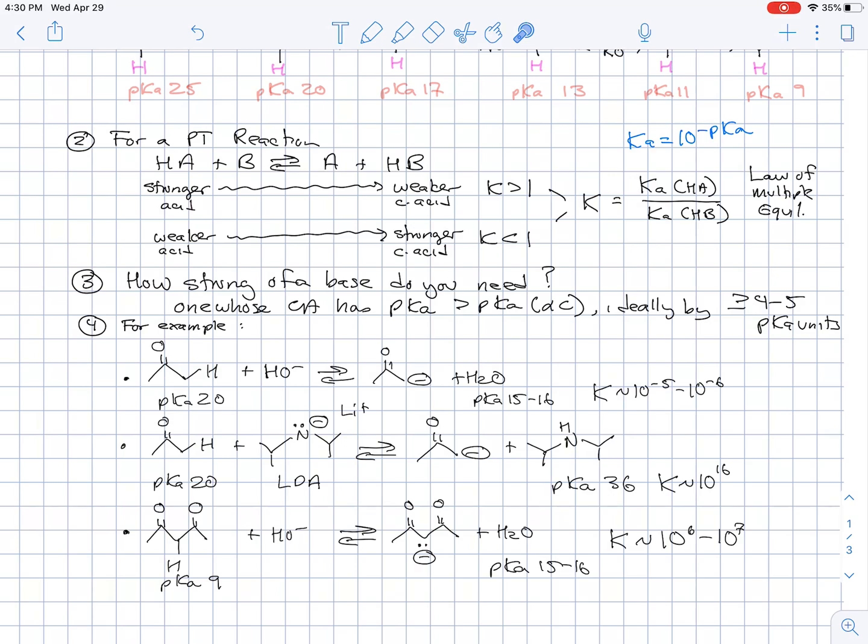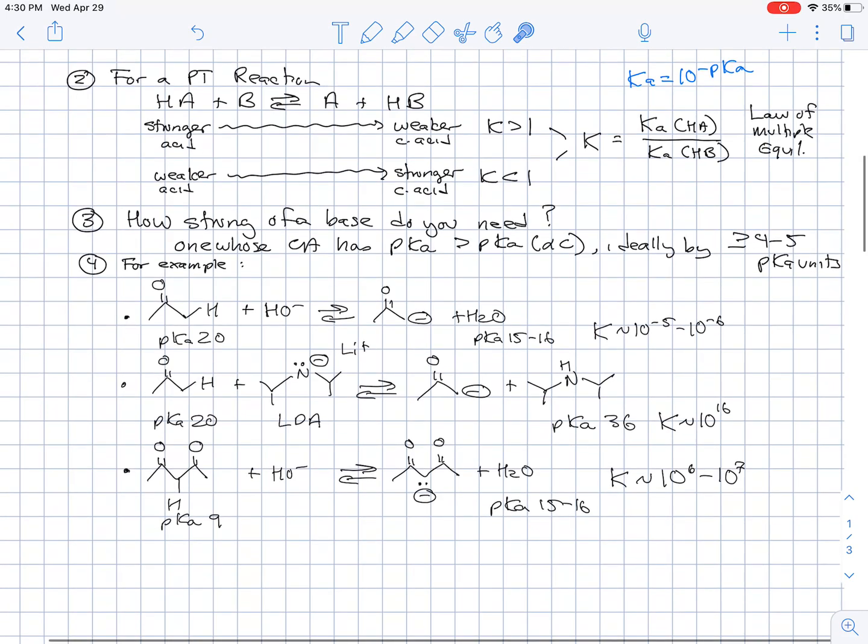If you have a reaction with an equilibrium constant of, say, 10 to the 5th or greater, it generally goes to completion. That assumes that you want to convert your carbonyl compound completely to the enolate. And it turns out that you don't always want to do that, something we'll get into a little bit more as we get into the chapter.